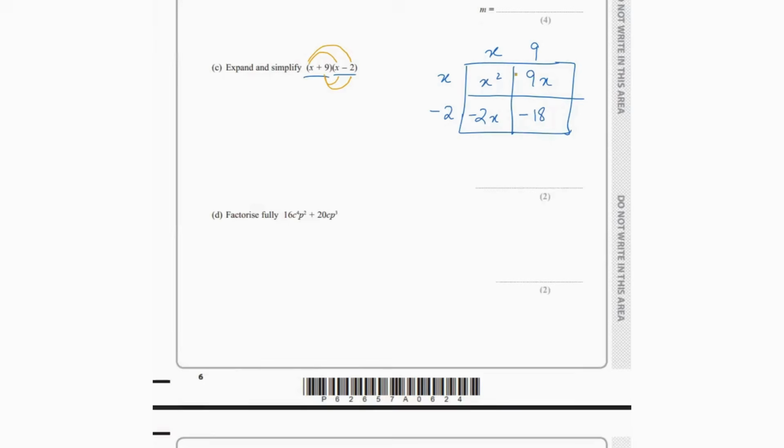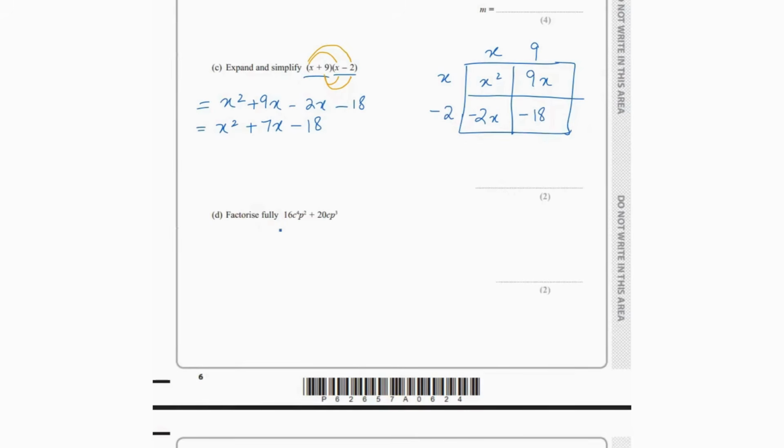So then once you have made your box and written your terms in each of the boxes, what you do is you just add them up. So that's going to be x squared plus 9x minus 2x minus 18. Combine the like terms. 9x minus 2x is 7x, and -18 comes as it is. That is the expansion of the double bracket. Simple as that.